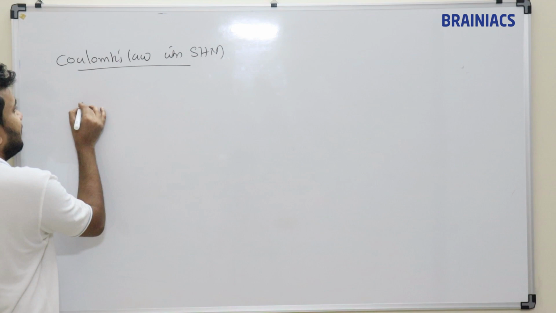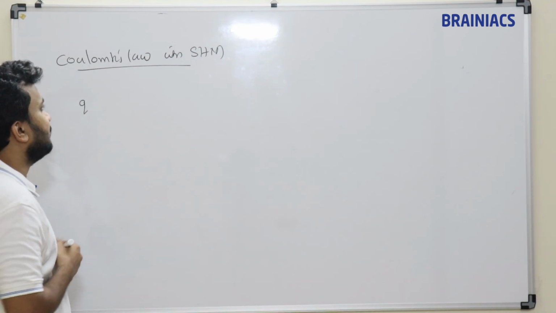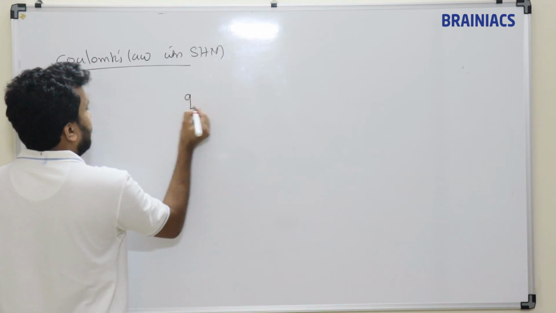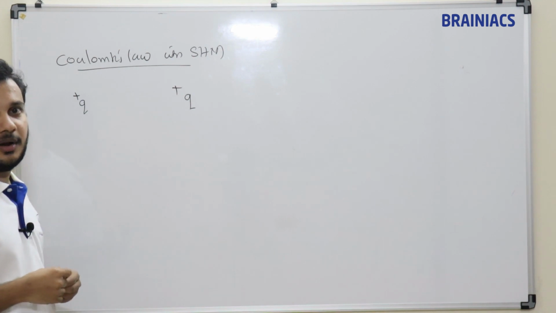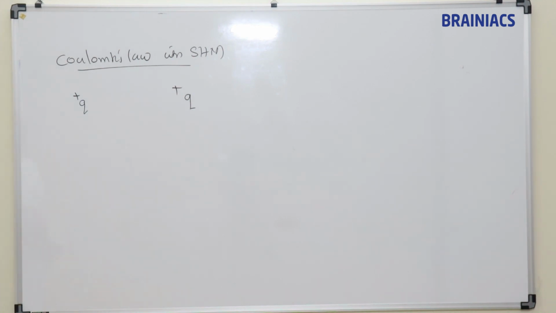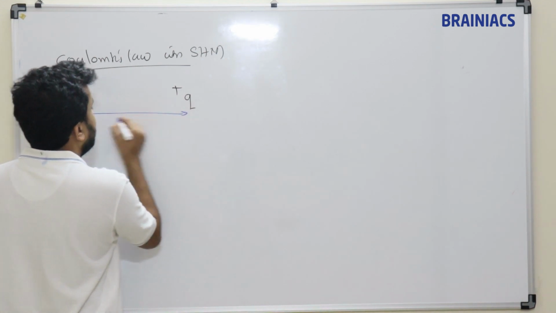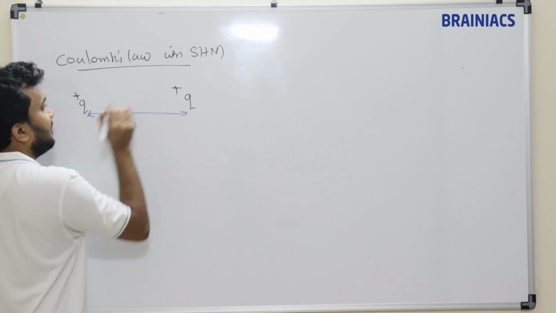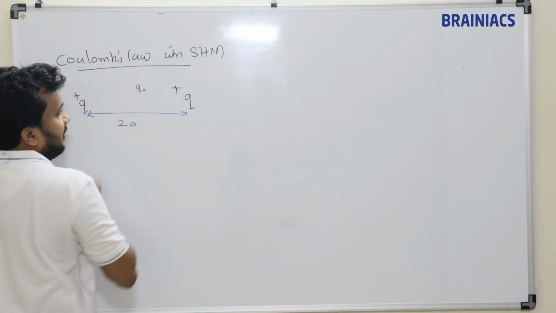Let's take an example. Suppose I have a charge Q here. I have another charge Q here. Both are positive charges. Now I am going to place a third charge here. The distance between them is marked as 2a, so the middle distance is a. Now if I place one charge, Q0, here.